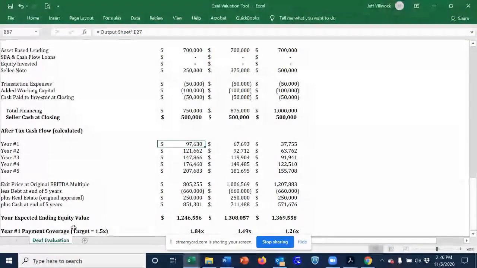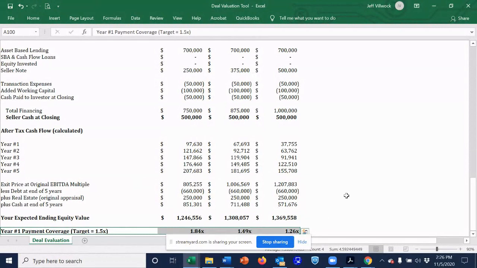If I can get back to it here. There we go. All right. So the payment coverage I want is 1.5 to 1. Okay. So what does that mean? What it means is that you have cash flow of $1.50 for every dollar of interest and principal expense going out the door in that first year. Let me say that again. If you have $1 of principal and interest payments, we want you to make sure you have $1.50 in earnings. Yes, so that you have 50 cents left over.